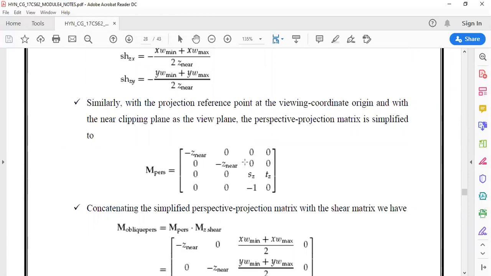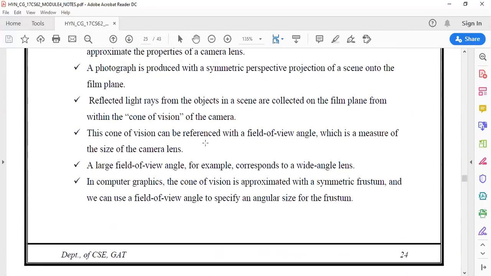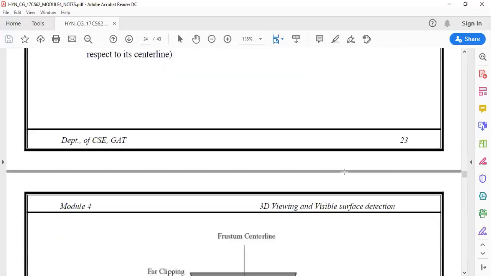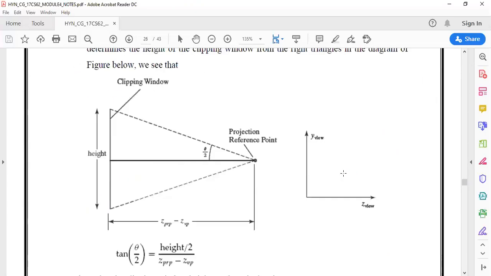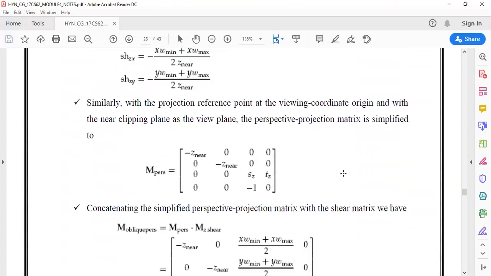All these terms will get cancelled, and ZVP we are taking as the near clipping plane. As you can see here, if I go back, my ZVP is the near clipping plane. So here it is 0, 0 minus ZVP, and ZVP is my near clipping plane, so Z near. Here also I will get Z near. This is 0, this is 0, SZ will be there, minus 1. This is 0, this is 0, TZ will be there, and this is also 0. Like that, we just substitute the XPRP, YPRP, ZPRP values, taking the view plane as the near view plane. So the same thing we have got here.